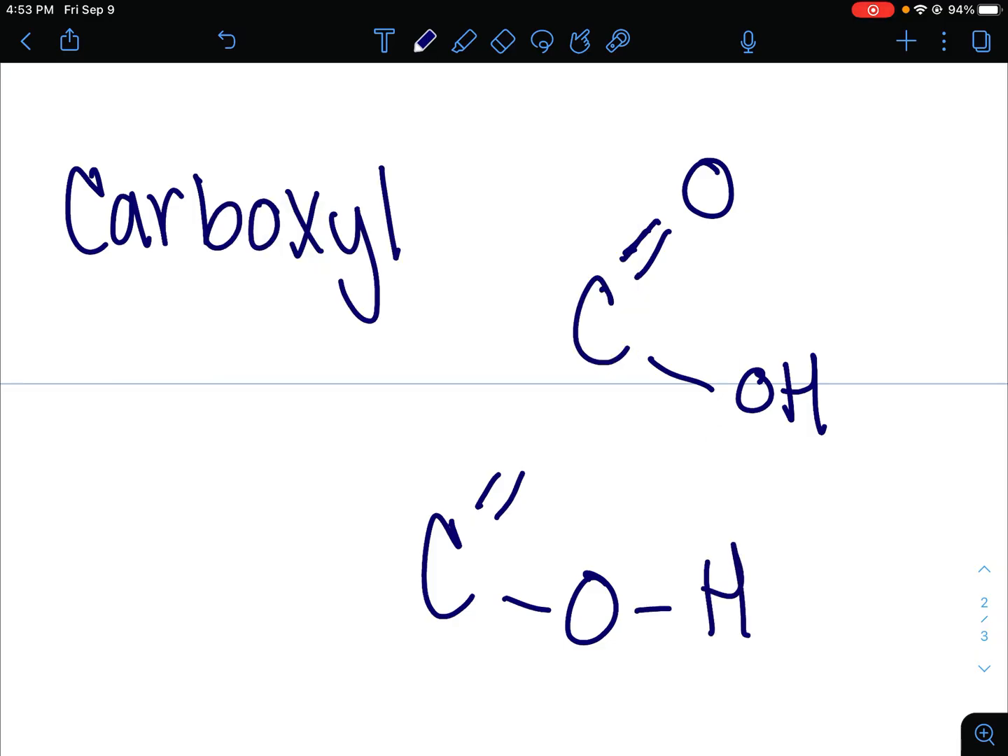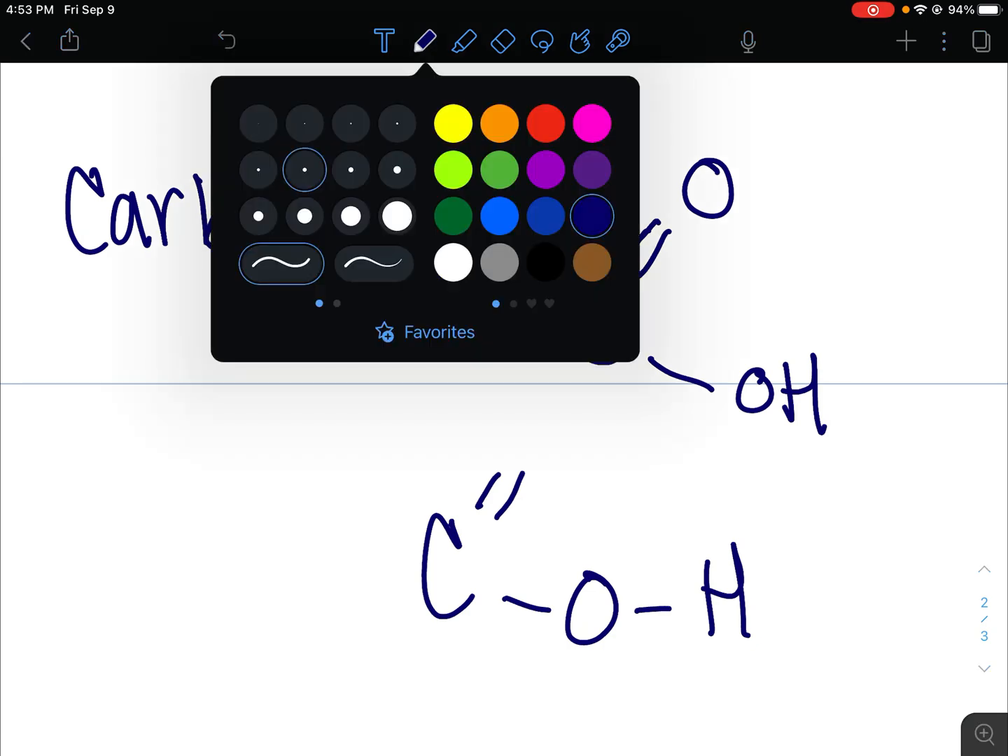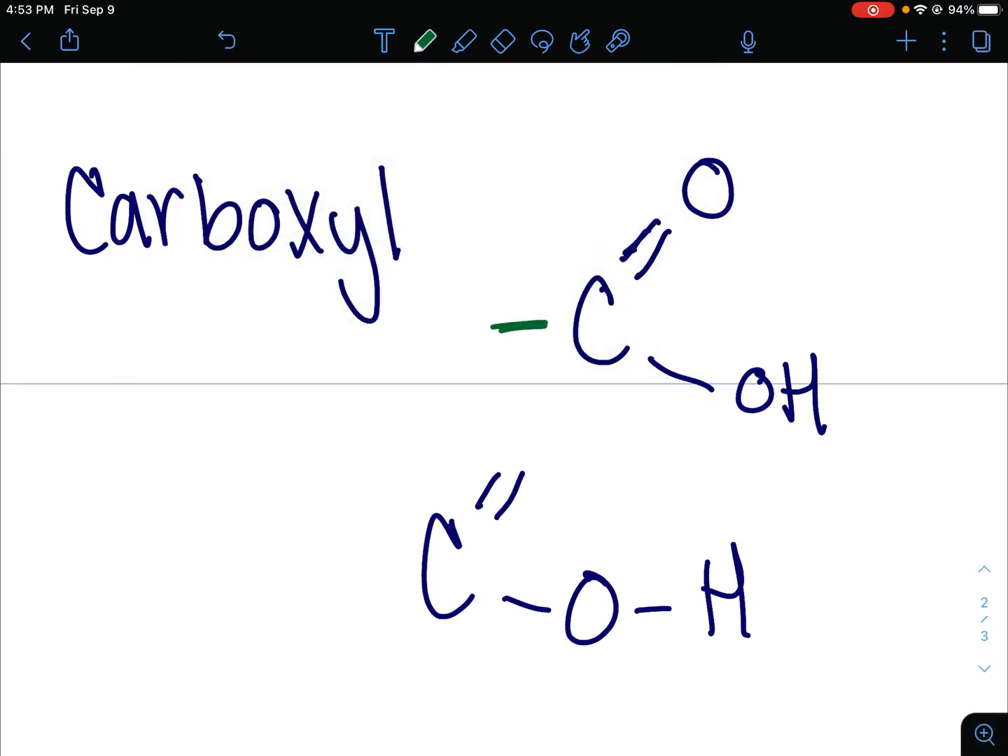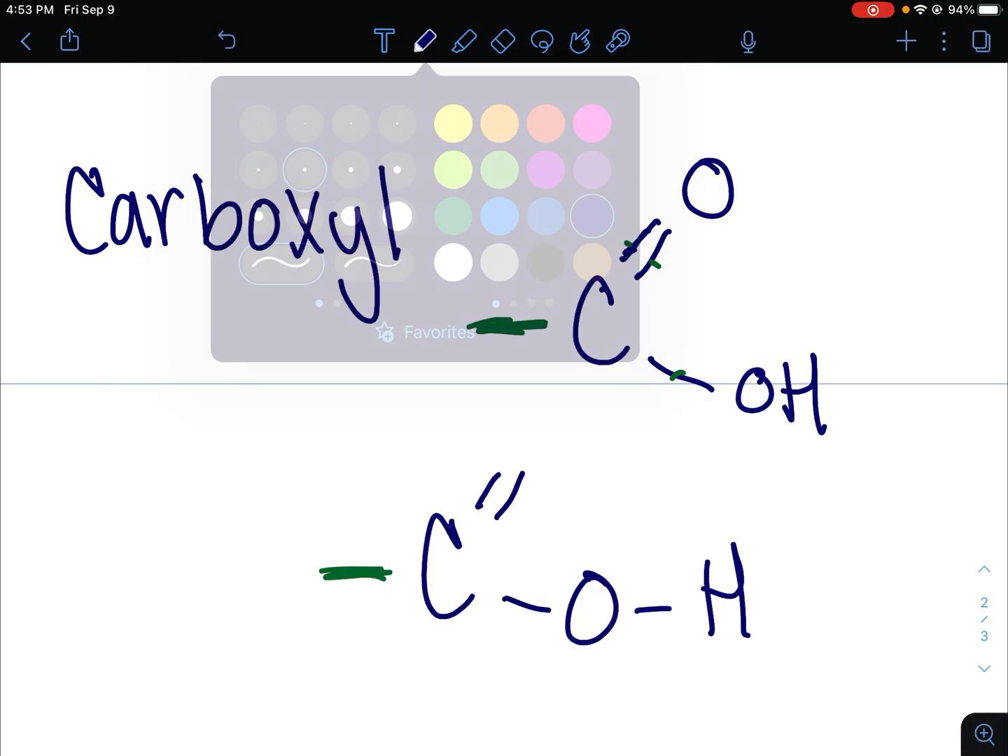In the carboxyl, this leaves this carbon able to make 1 more bond because it already has 1, 2, 3. So you want to make 1 more bond with something. And we will later on when we get to filling in.